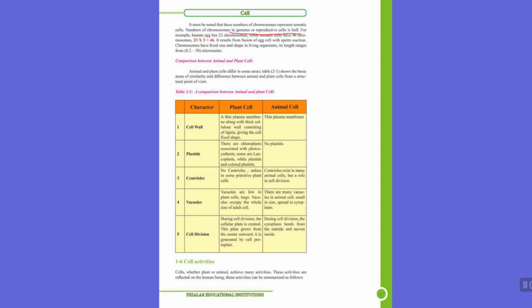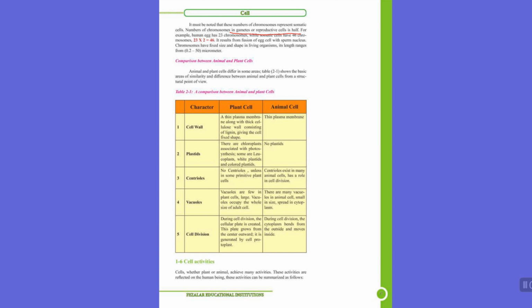What does it mean? For example, a human egg has 23 chromosomes, while a somatic cell has 46 chromosomes. This means in a muscle cell there are 46, but the reproductive cell and egg cell contain half the number. Why? They are formed by a different kind of division, which we're going to study later.